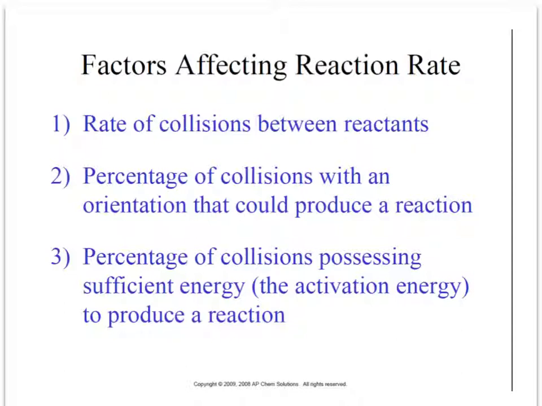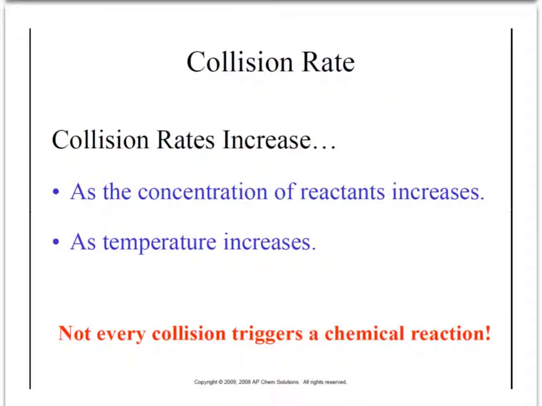So here's a look at the conditions that would affect the reaction rate, some things that we can do to change the rate. Here they are: the rate of collisions between reactants, the percentage of collisions with an orientation that could produce a reaction, and the percentage of collisions possessing sufficient energy, the activation energy as we're going to talk about, to produce a reaction. We'll go through and look at each of these three and why they affect the reaction rate. So first off, the collision rate.